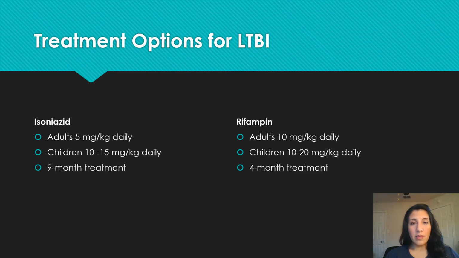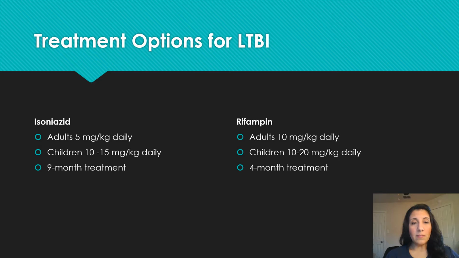The two more common antibiotics given for TB include isoniazid and rifampin. Isoniazid and rifampin can be given to adults and children. In isoniazid, adults are given 5 milligrams per kilo per day. In children, they are given 10 to 15 milligrams per kilo per day, and this is over a 9-month course period. It usually costs between $62 to $365 for the 9-month course.